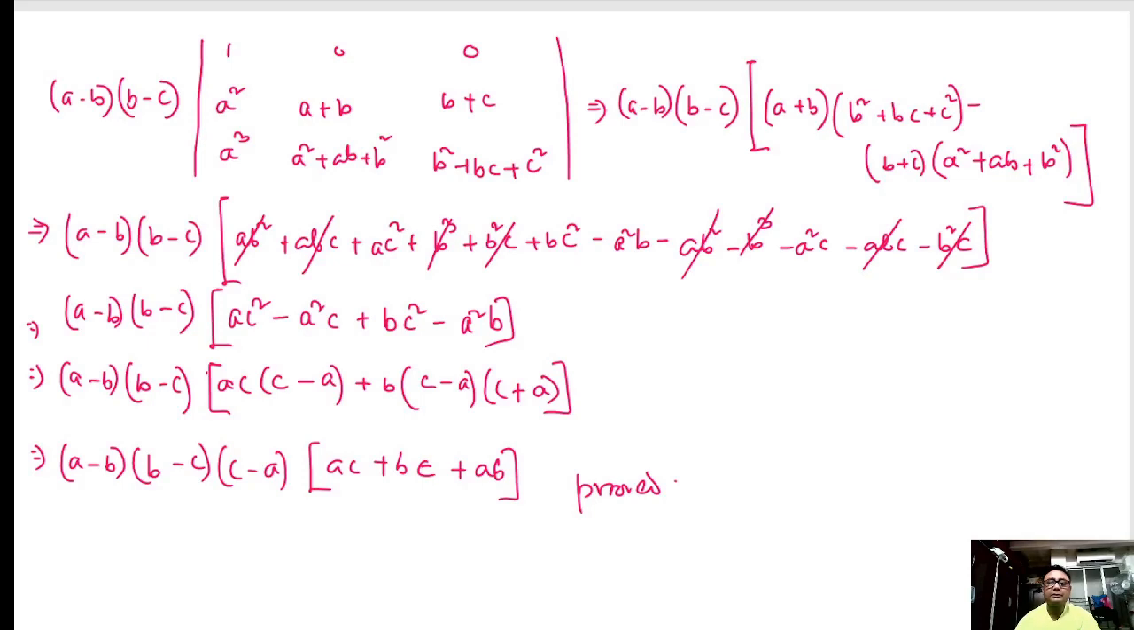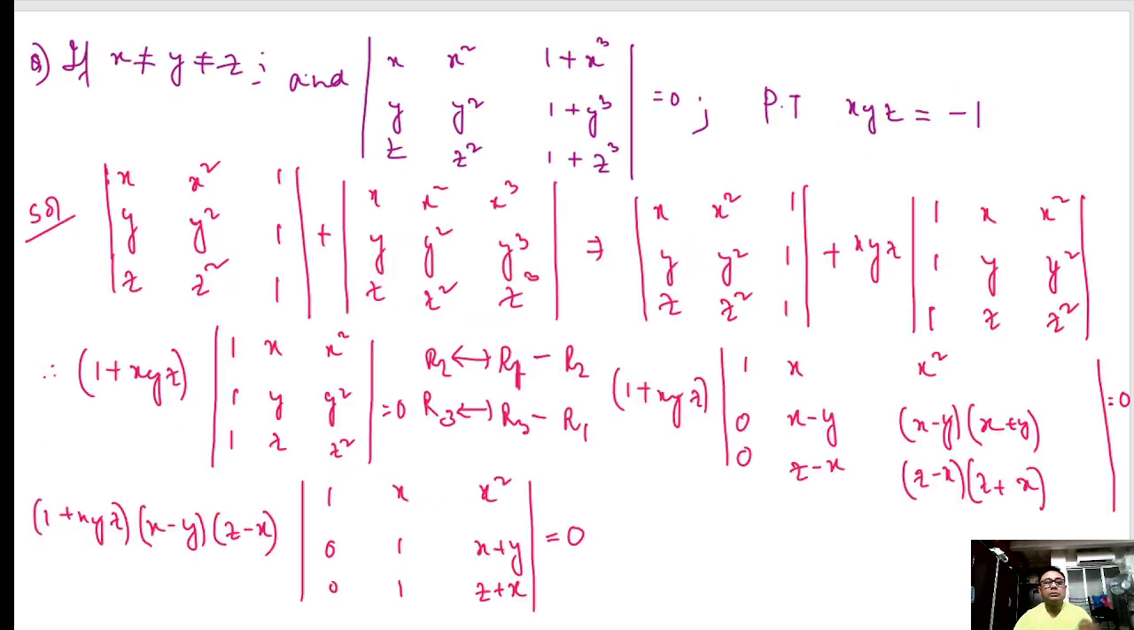Okay friends, so let's see the next sum. Let's go to the next sum and see what is there. So here they are telling that if x is not equal to y not equal to z, and this determinant is given, prove that xyz equals minus 1.